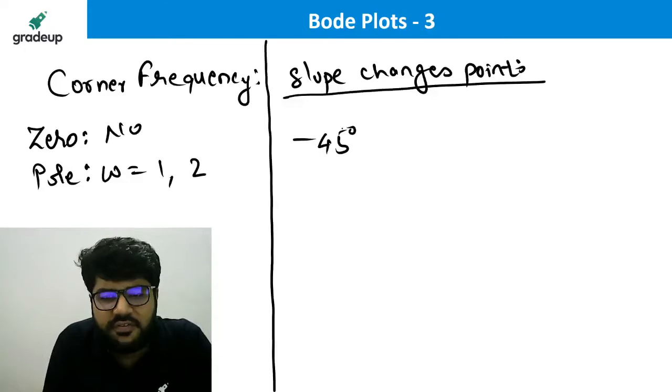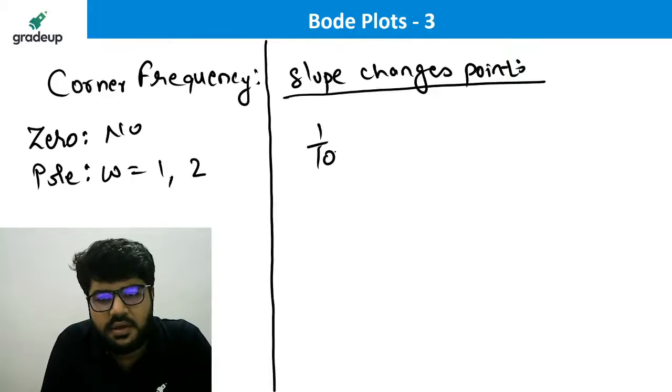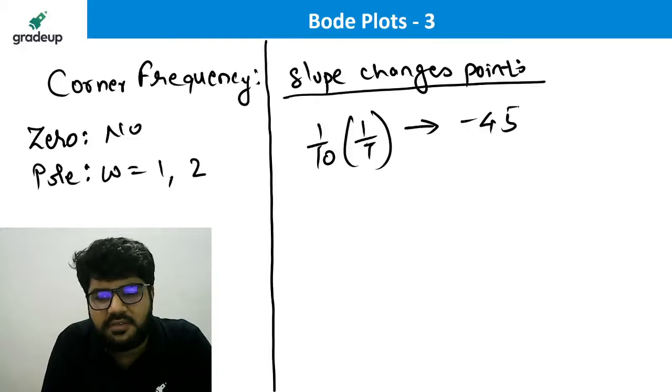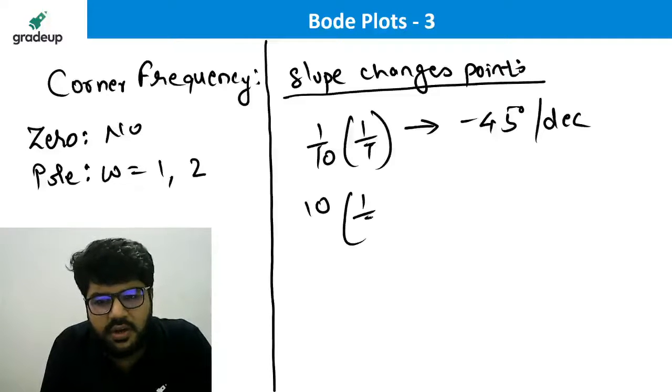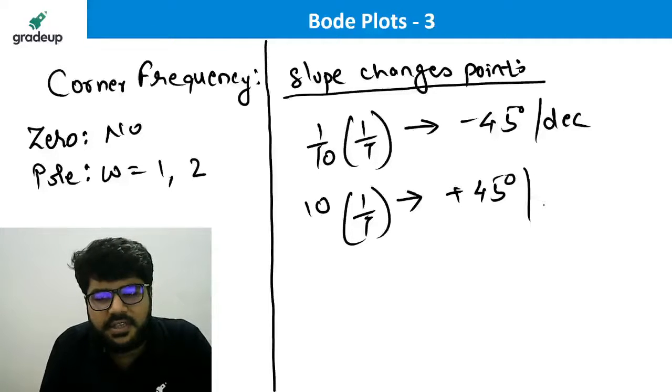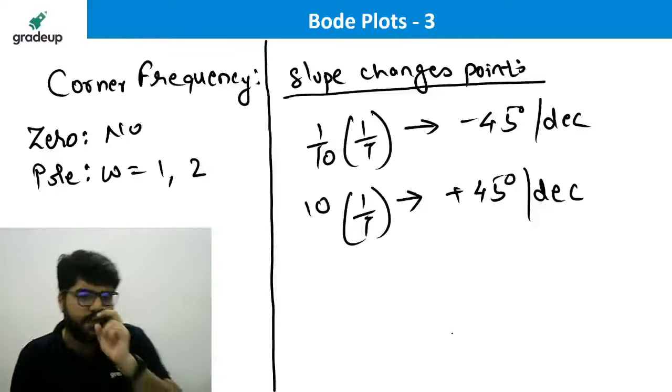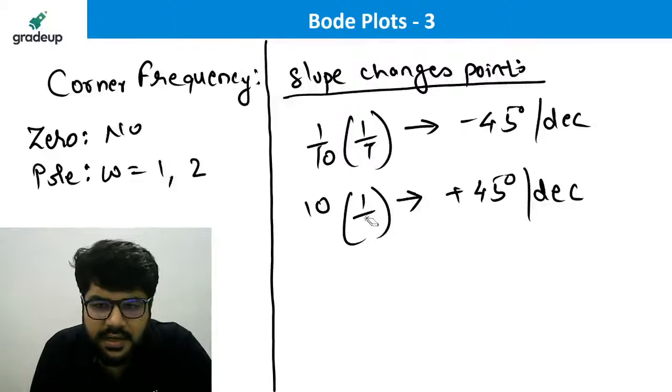Minus 45 degree, at 1/10 of the corner frequency. At 1/10 of the corner frequency, slope changes by minus 45 degree per decade, and at the 10 times corner frequency, the slope changes by plus 45 degree per decade. At the 10 times point.